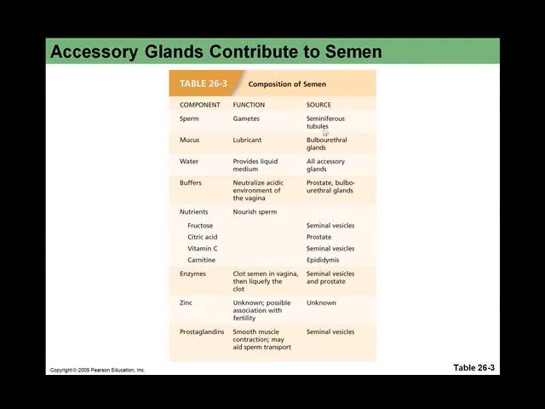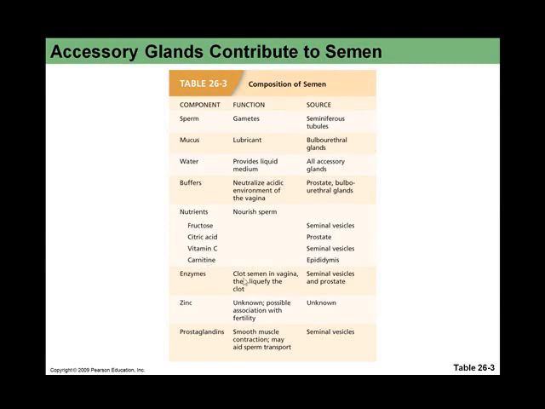So the sperm function as the gametes, come from the seminiferous tubules. The mucus, the lubricant, from the bulbourethral glands. The water provides the liquid medium, comes from everything collectively. The buffers neutralize the acidic environment of the vagina, coming from the prostate and the bulbourethral glands. The nutrients will nourish the sperm: fructose, citric acid, vitamin C, carnitine. The seminal vesicles, the prostate, seminal vesicles, and epididymis will be contributing these respectively.